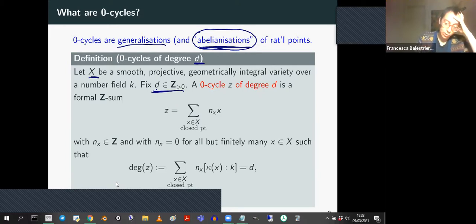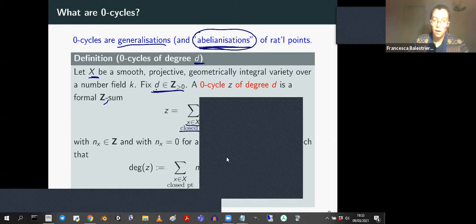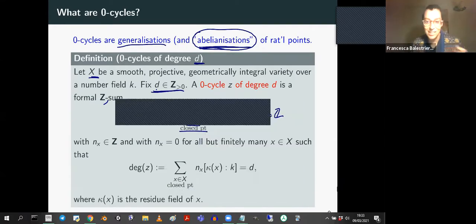And a zero cycle, let's call it Z, of degree d over X, is just a formal sum of closed points on X. Since this is a formal sum over the integers, we know that each of these n_x is an integer. And we know that for all but finitely many closed points x in X, these numbers n_x will be zero, okay? Since this is a formal sum. Sorry, I'm just getting rid of this box.